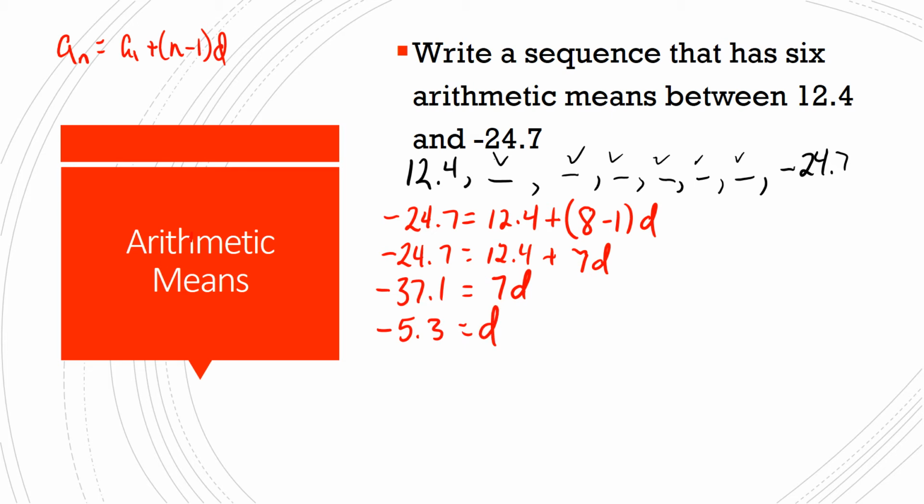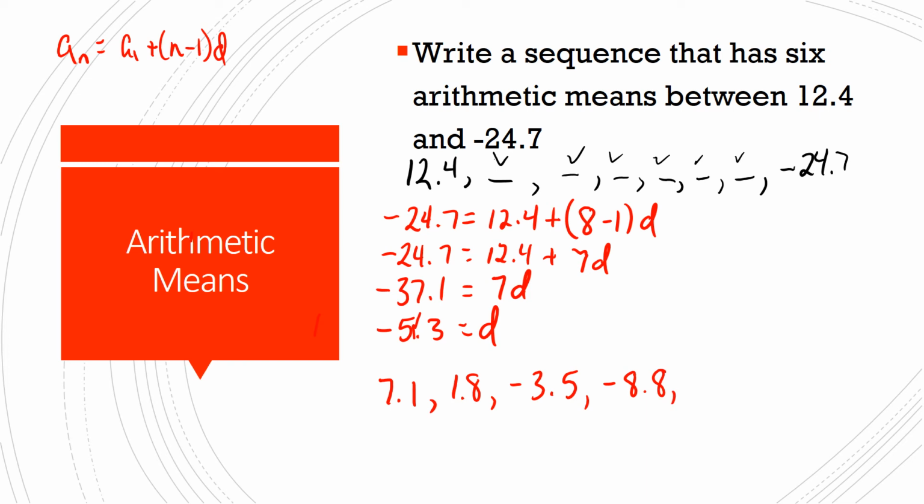So now that I've got my common difference, I can apply it beginning with the first term in the sequence and just complete until I've got 6 terms in between. So let's see, if I got 12.4 minus 5.3, I invite you to check my math on this. That'd be 7.1. And then 7.1 minus 5.3 is going to be 1.8, 1 and 8 tenths. And then 1 and 8 tenths minus 5 and 3 tenths, well, that's going to give me negative 3.5. And negative 3.5 minus 5.3 is going to give me negative 8.8.